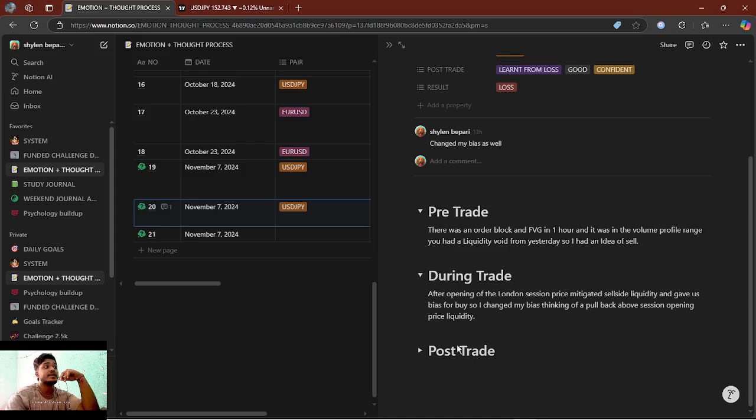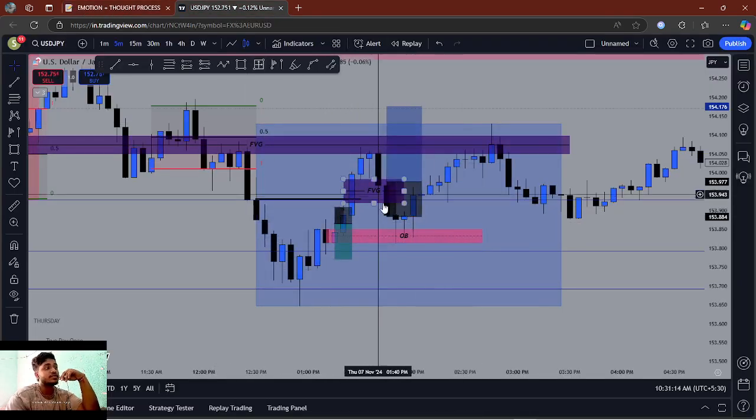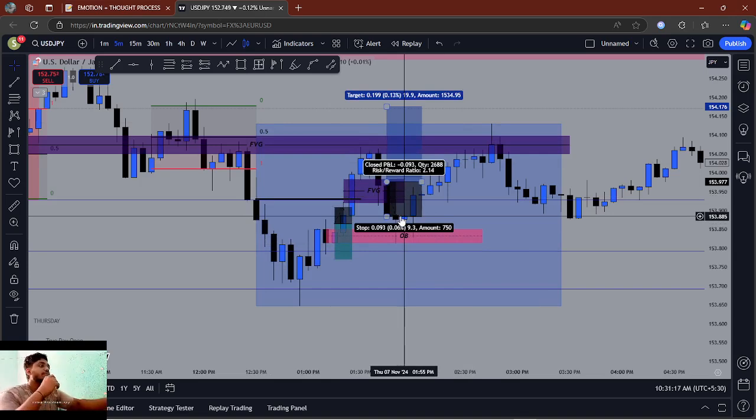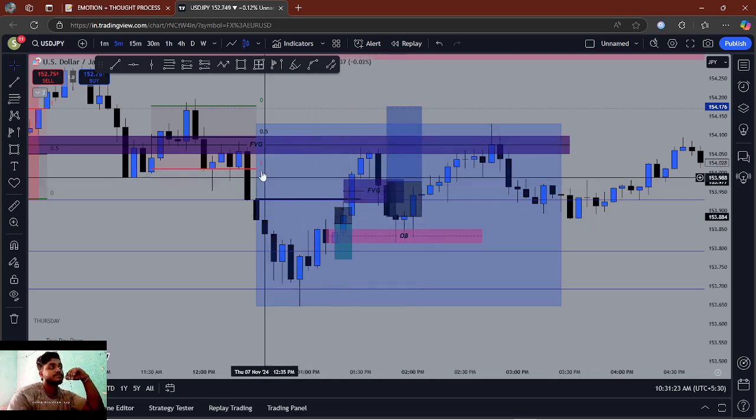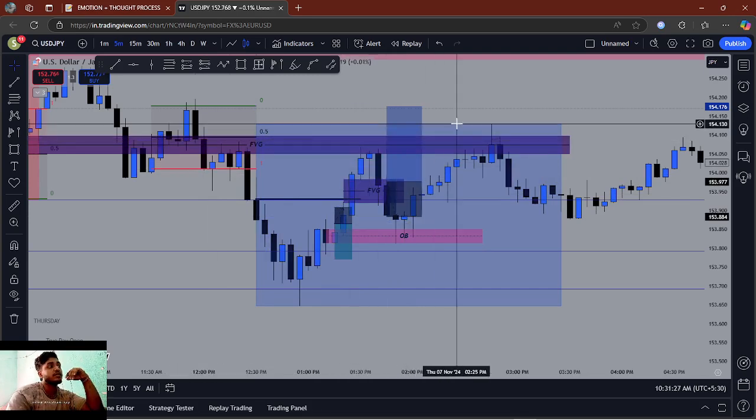Second, I changed my bias, and I was looking for buy now because I understood that I did something wrong. Now how was I going to play the bias? I'm going to go buy. So I had this fair value gap here and this order block, so pretty much we had an idea that we were going to go. Look, we didn't touch the order block and push higher.